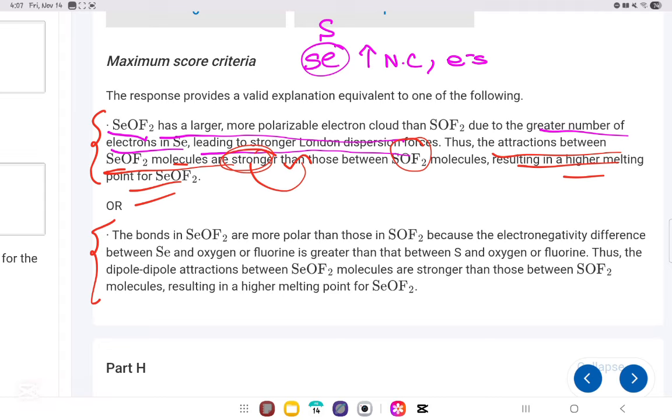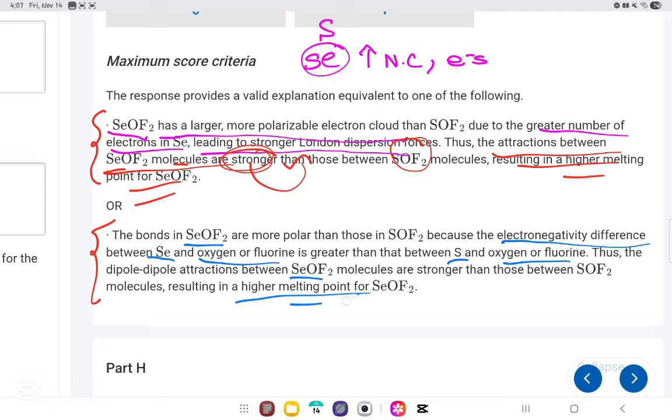But they're saying in SeOF2, okay, the bonds are more polar. Why is that? Because Se with oxygen and fluorine has a great electronegativity difference, right? Whereas S with oxygen and fluorine has a smaller electronegativity difference than Se, right? So due to this, the dipole attractions are going to be stronger in SeOF2. Thus, the molecules of SeOF2 are held more strongly due to the stronger dipole attractions, resulting in a higher melting point.